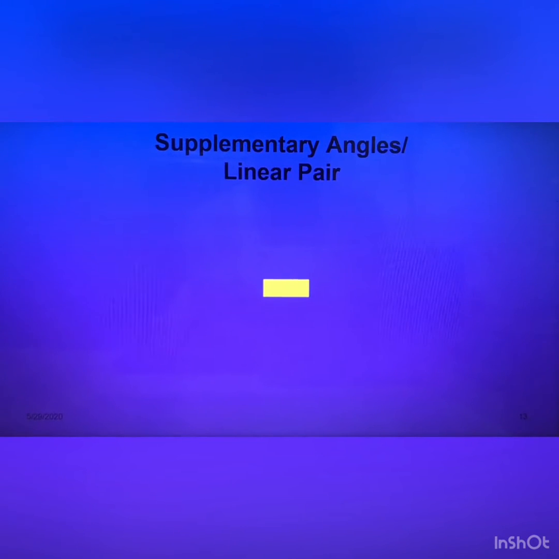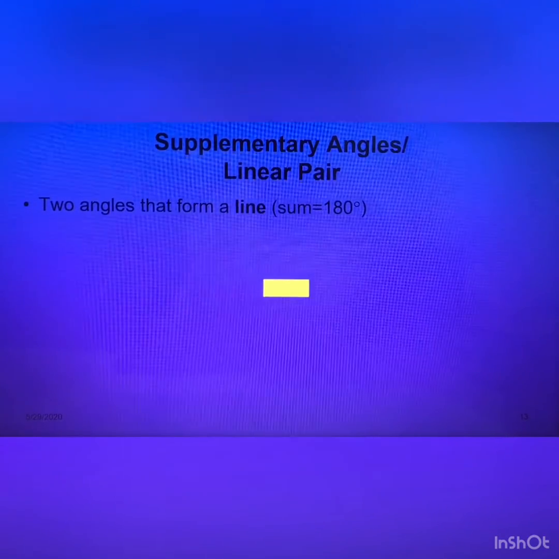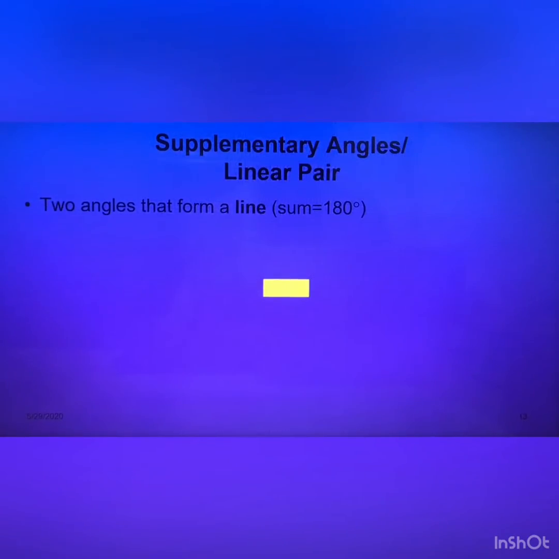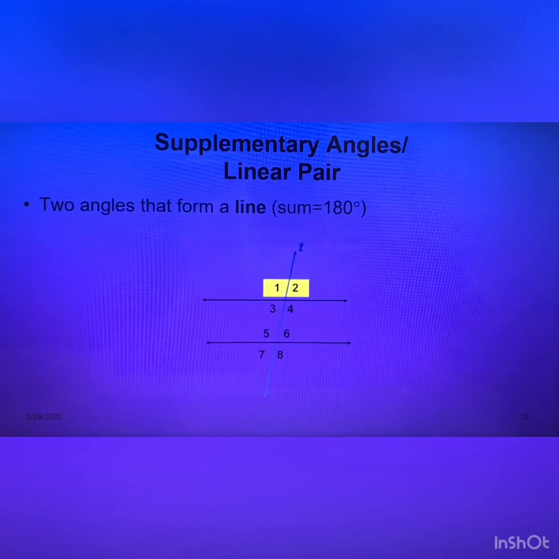Now moving to the next, supplementary angles or linear pair. So what about these two angles? Two angles that form a line, that is, the sum of the two angles is 180 degrees, are known as supplementary angles or a linear pair. You can understand this with an example.